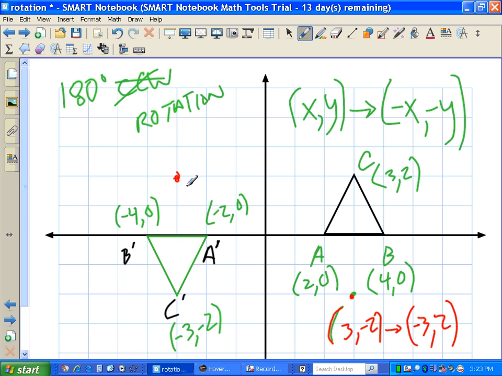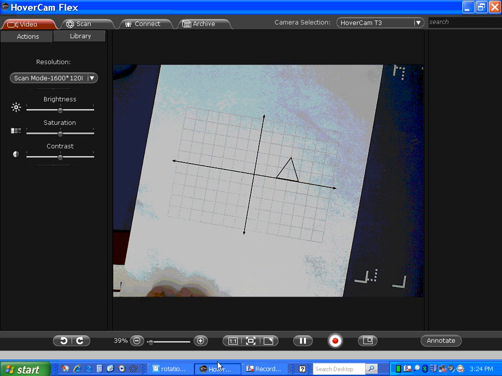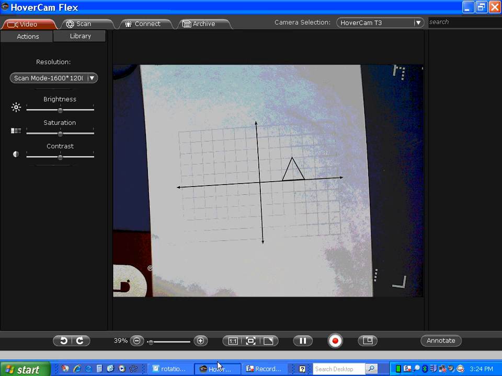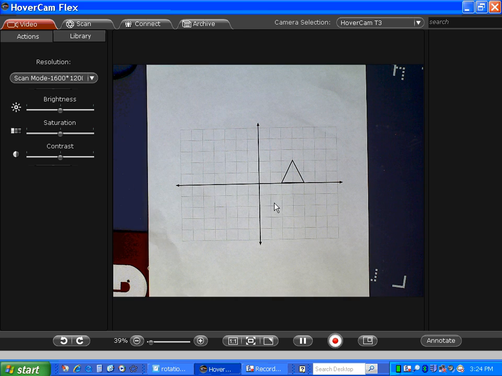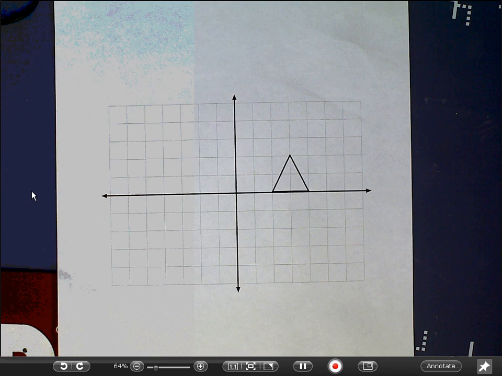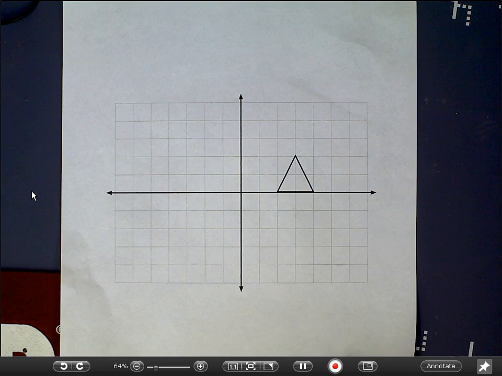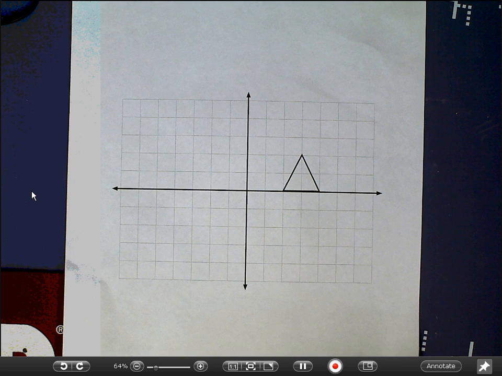Okay, next, back to the hover cam. Let's see, I'll go full size and then we can take a vote whether we like full size or not full size, or whether it really makes any difference. This time, 270 degree counterclockwise rotation. This is the riskiest move of them all.